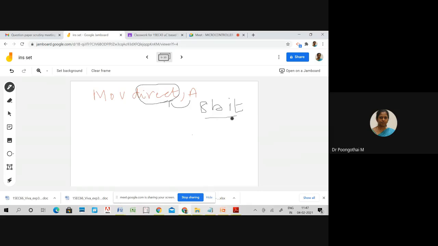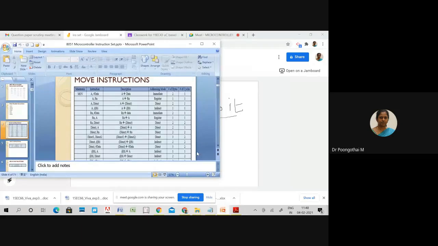Okay. So example, MOV 41H, A. So any internal address you can use here. So the accumulator content is transferred to the internal memory address 41H. Okay. So what is the next instruction?